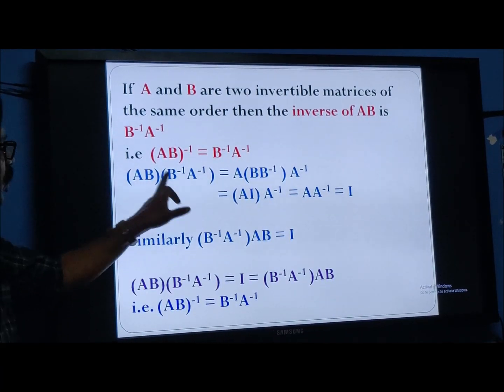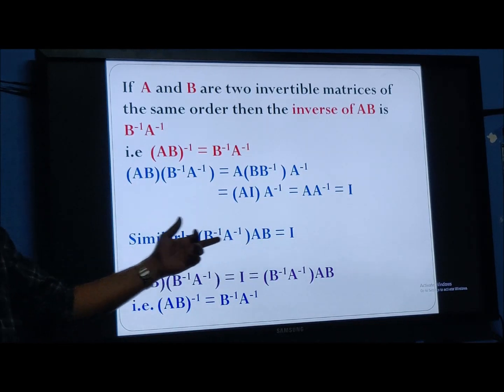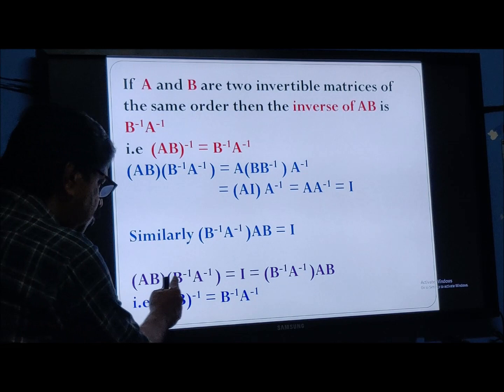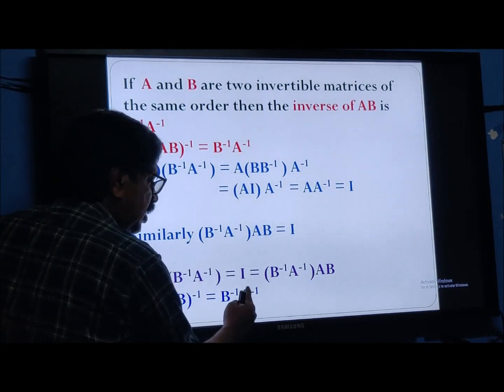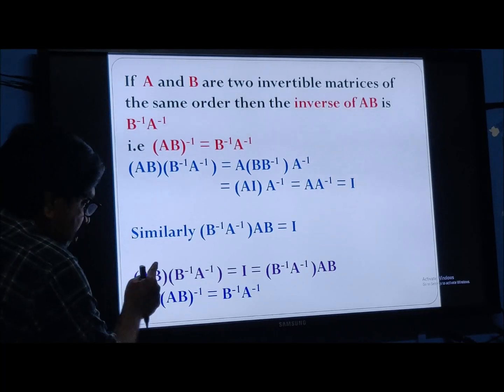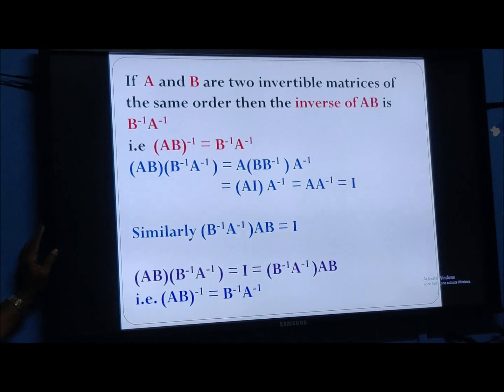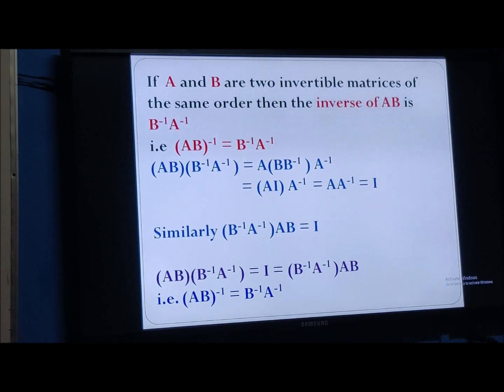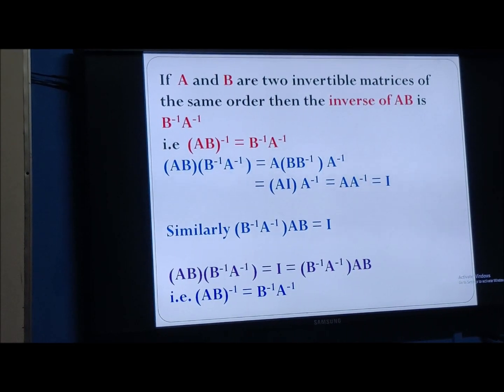In the same way, we can prove the other one also. Both ways we can prove. Therefore, the product of these two matrices is the identity matrix. It means that the inverse of AB is this matrix. That is regarding the inverse of a matrix: the inverse of AB is B inverse A inverse.